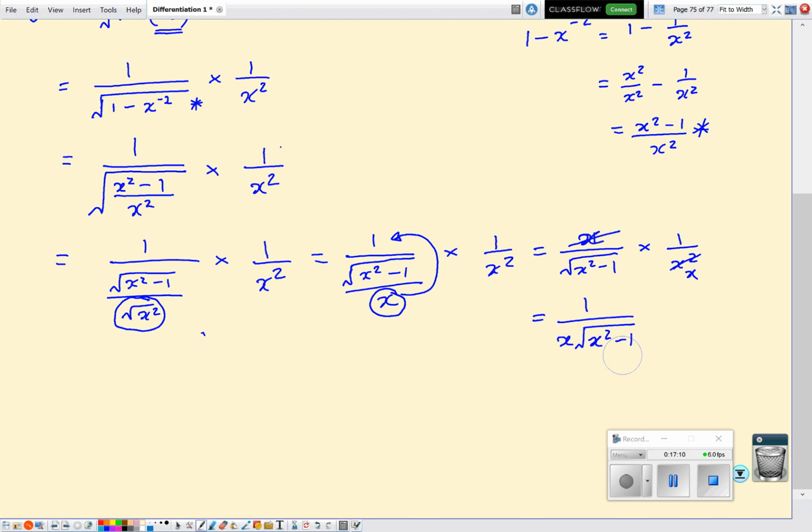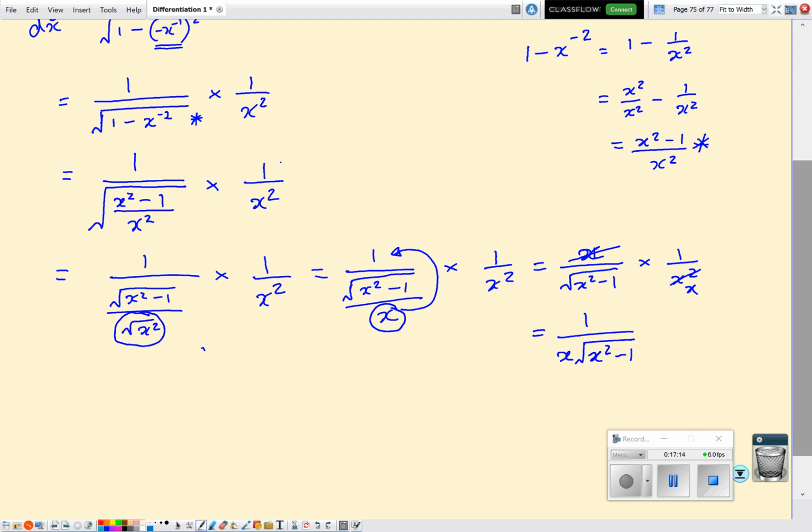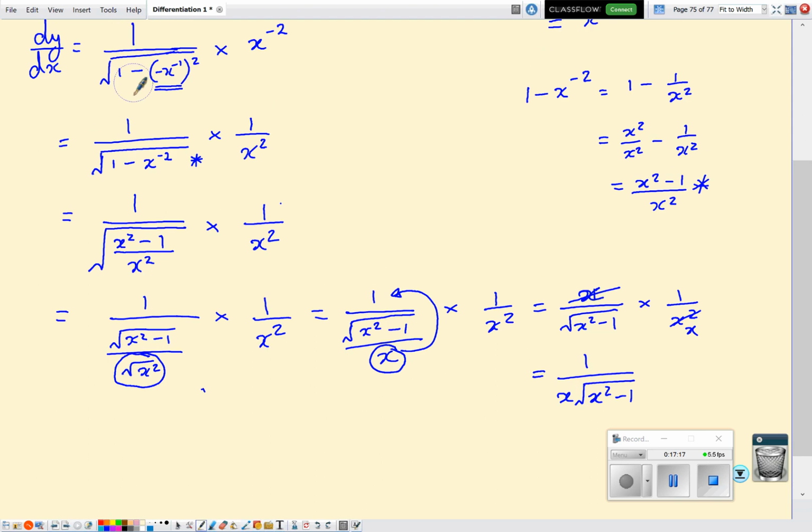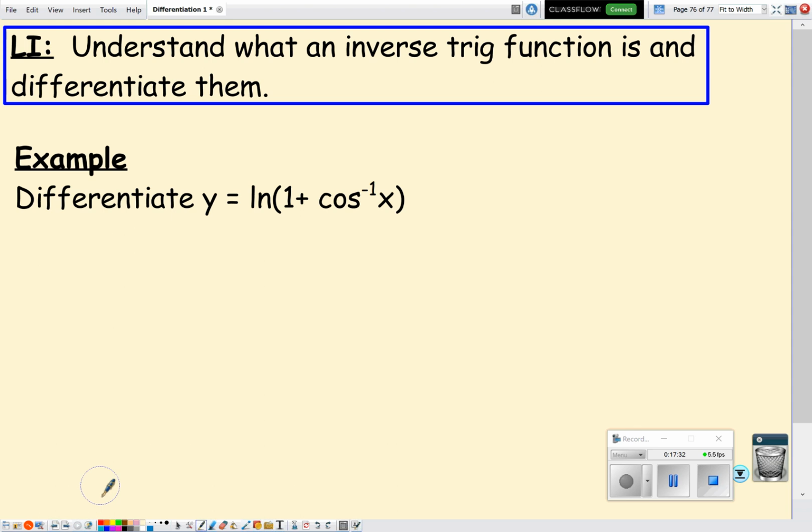Quite a job getting that simplified from there, but you see the general gist of things. We can combine what's under the root sign here into a single algebraic fraction, and then use our surds rules to help us tidy that up. Right, well, let's have a look at another one, log of 1 plus inverse cos x.